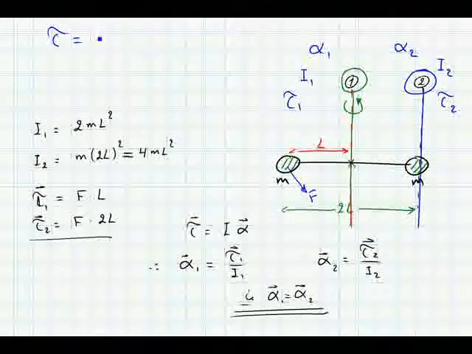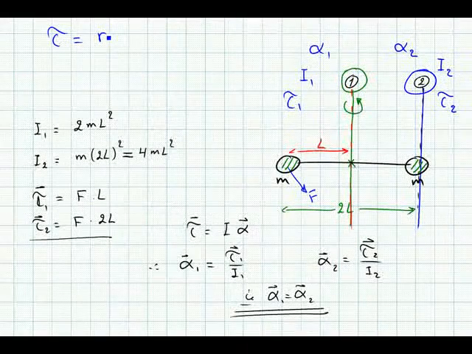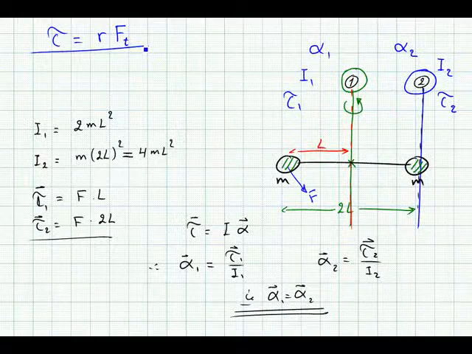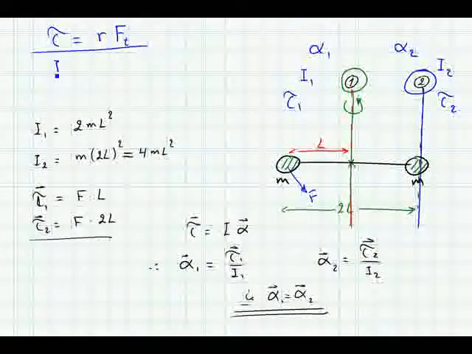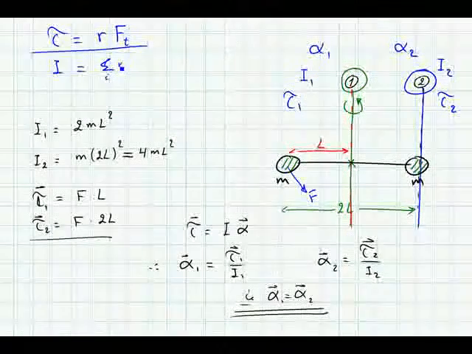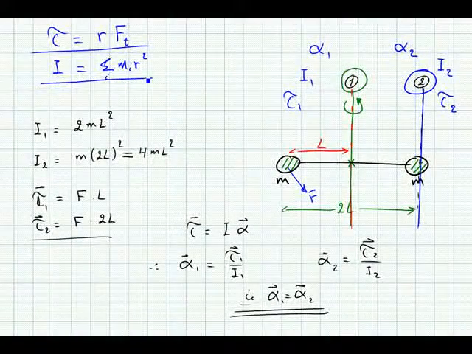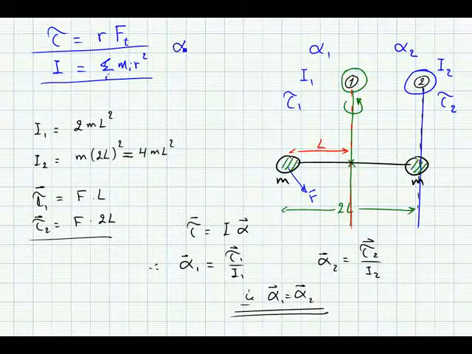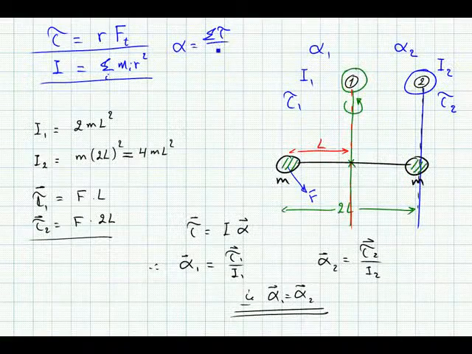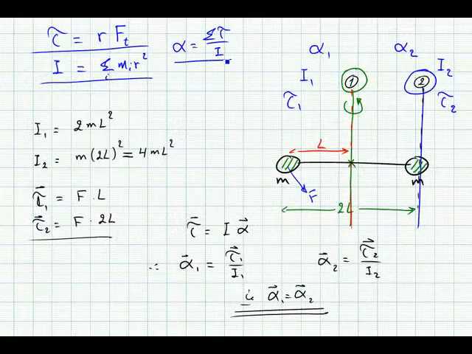Torque is the product of moment of arm, which is the radial distance r, times the tangential force. We also know that the moment of inertia is the sum of m_i r squared, and we'll also make use of the fact that alpha is net torque, or torque divided by moment of inertia. So these are the three expressions we're going to use.